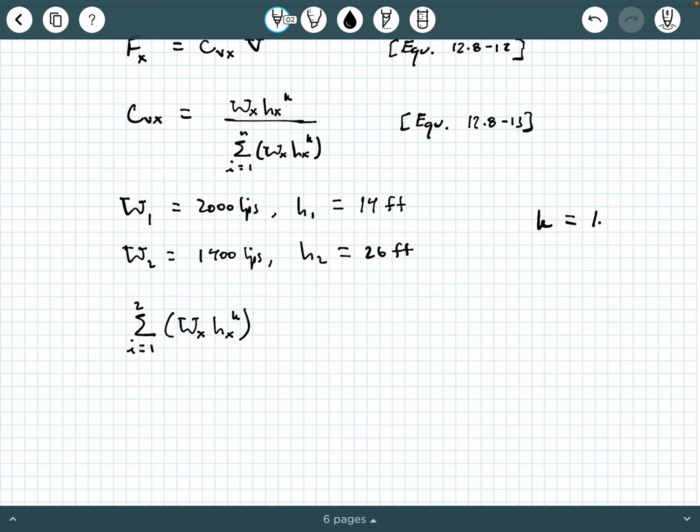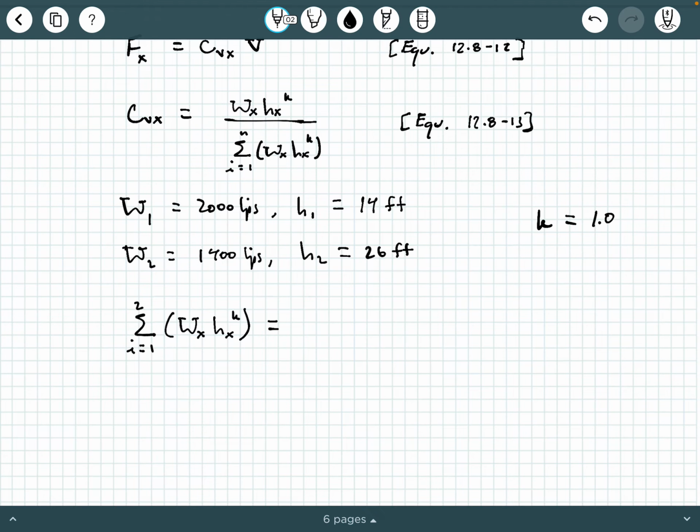That is the case that we have. If you have a structure that has a period of 2.5 seconds or more, k is 2. And if you have a structure with a period in between 0.5 seconds and 2.5 seconds, you can linearly interpolate. Okay, so again, take a look at page 125 of ASCE 7-22.